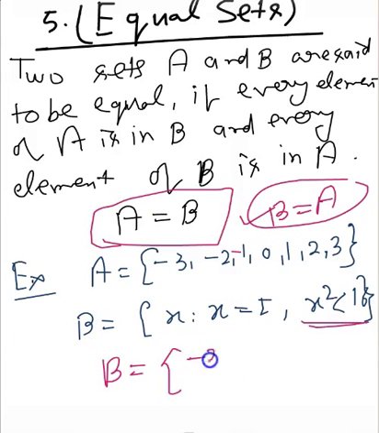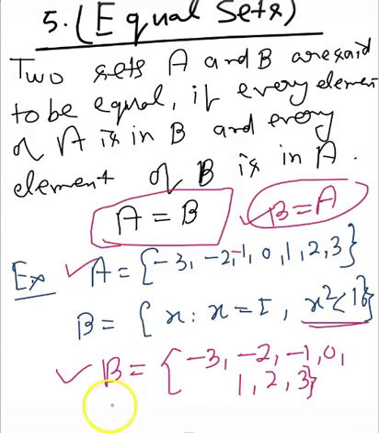If we write minus 3, the square of minus 3 would be 9, which is less than 10, right? Minus 2, the square of minus 2 is 4, which is less than 10. Minus 1, same as that, 0, 1, 2, 3, and that's it, because the square of 4 would be 16, which is greater than 10. So B also has the same elements as A has, right? So it means that we can say that A is equal to B, or both the sets are equal sets.